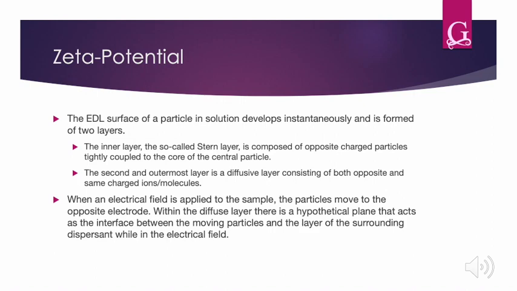The electrical double layer on the surface of a particle in solution develops instantly and is formed of two layers. The inner layer, the so-called Stern layer, is composed of oppositely charged ions tightly coupled to the core of the central particle, and the second, outermost layer is the diffuse layer consisting of both opposite and same charge ions.